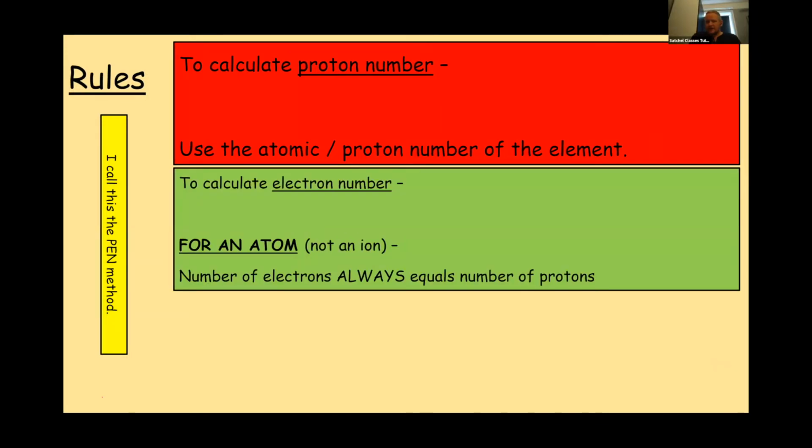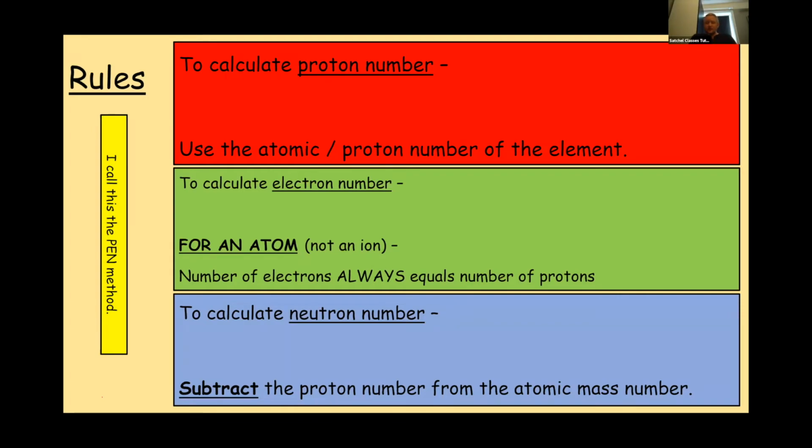To calculate the electron number, and this is only for an atom, not an ion, which is a charged particle, the electron number for an atom is always the same as the number of protons. So for hydrogen, I had a proton number of 1. For the hydrogen atom, I have 1 electron because it matches the proton number. This keeps the charge electrically neutral overall.